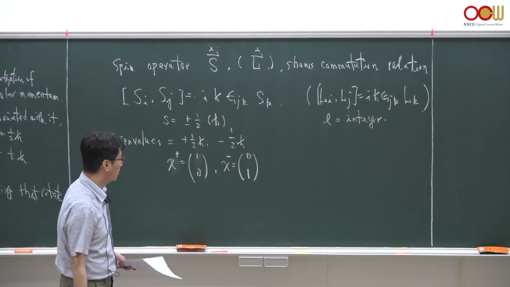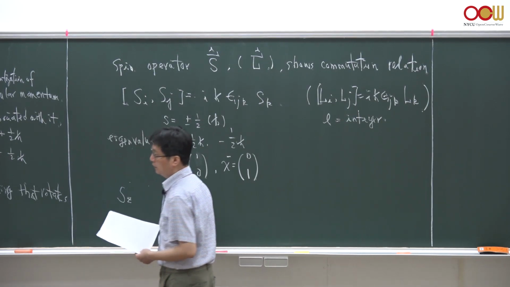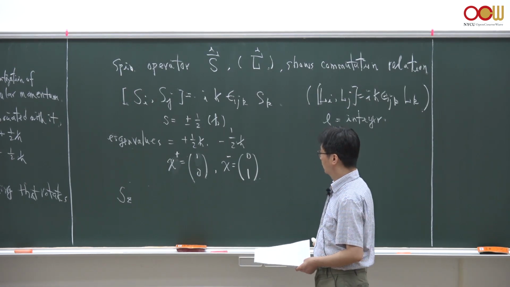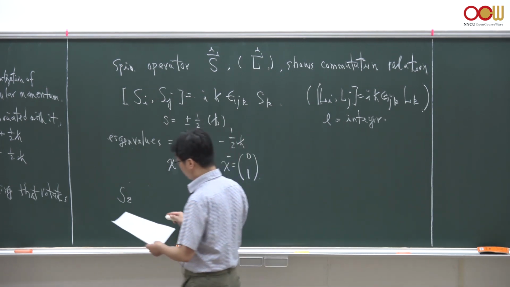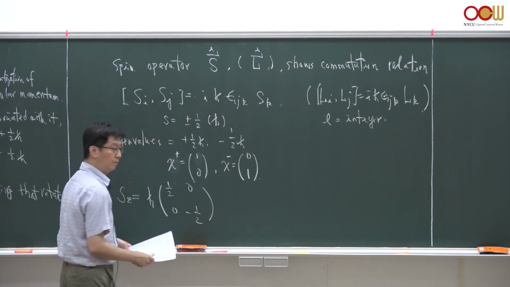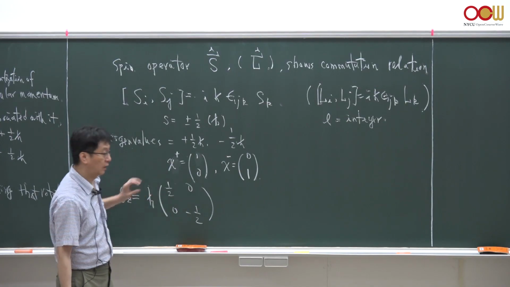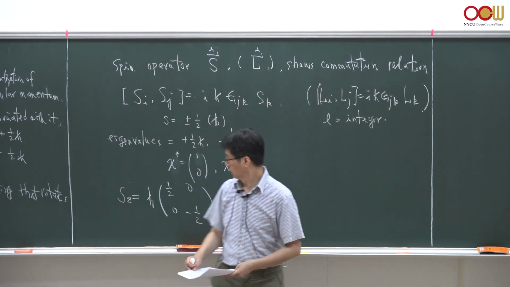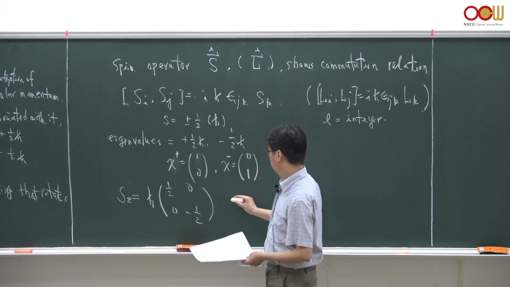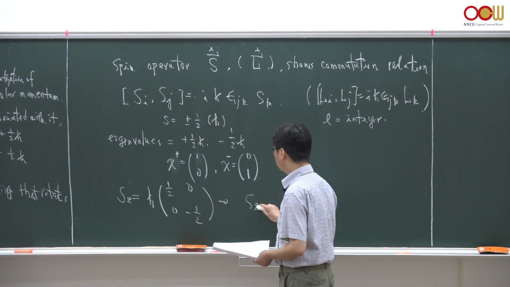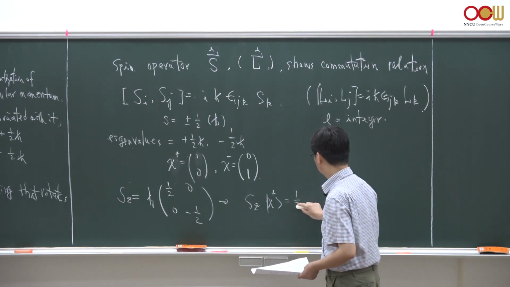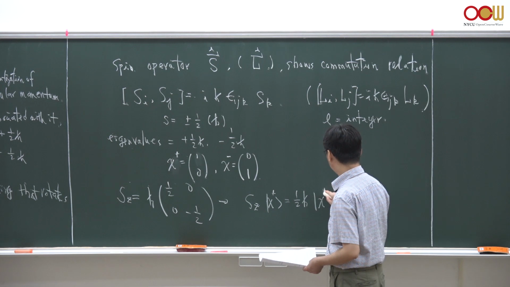So you can expand all three components of the spin angular momentum operator in terms of these two spinors, (1, 0) and (0, 1). For example, it is very easy to see that S_z is given by a simple 2x2 matrix where the diagonal matrix elements are precisely the eigenvalues, plus or minus 1/2 h bar. You can very easily check that S_z acting on the chi plus state gives you plus 1/2 h bar times chi plus.